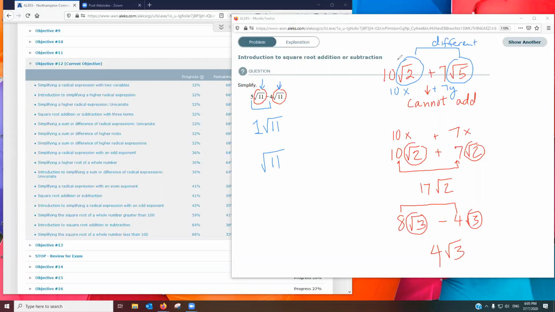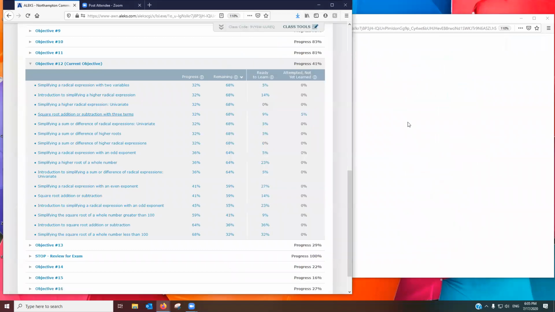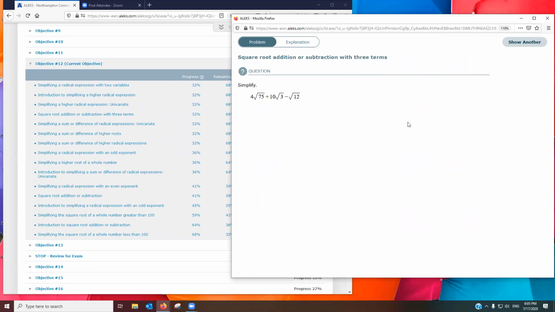Okay, so let's do a few examples of adding and subtracting square roots, and then we can also talk about adding and subtracting cube roots as well. Let me try an example here. All right, so they want me to add or subtract these 3 different square root expressions.